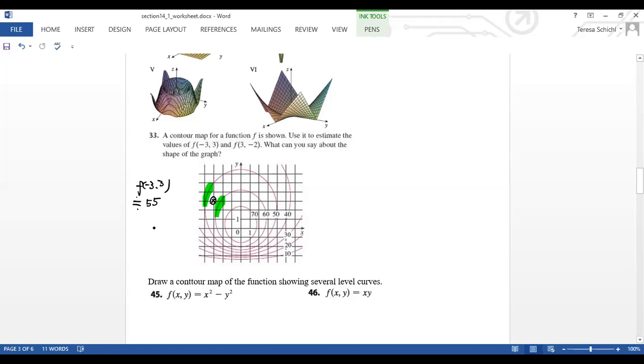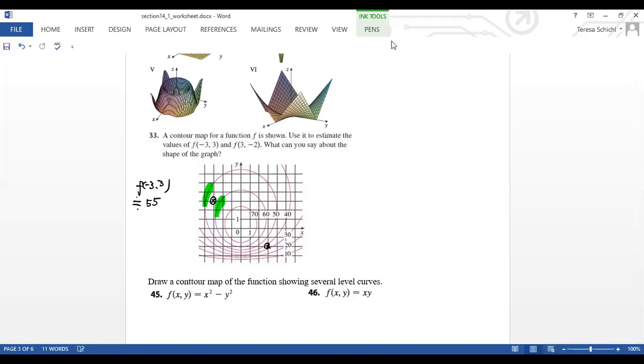Of course, this is an estimate. So now let's take a look at (3, -2). So 3 is 1, 2, 3, right? And -2 is 1, 2. So it's somewhere here, right? So this point is somewhere here.